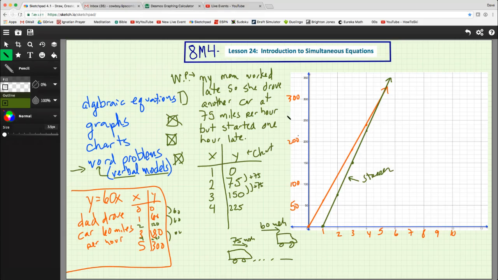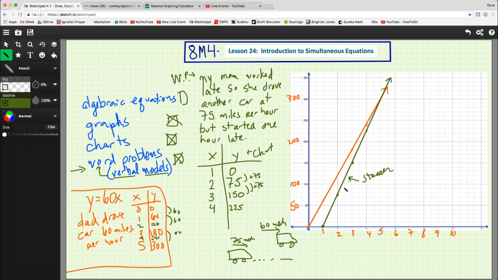These are called simultaneous equations. And that's what we're going to be talking about probably all the way through lesson 31, the rest of the unit, so for another 7 days. And this is just meant to give you a sense of what we're doing.